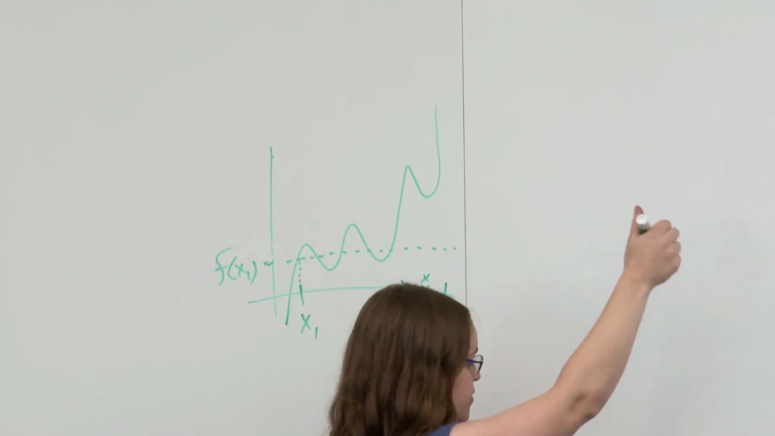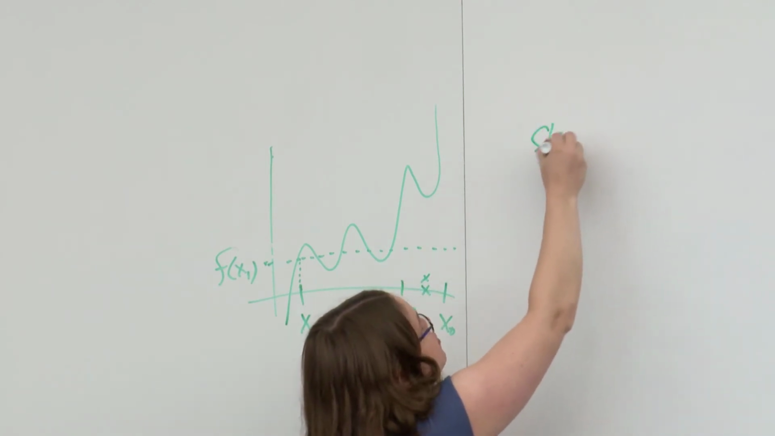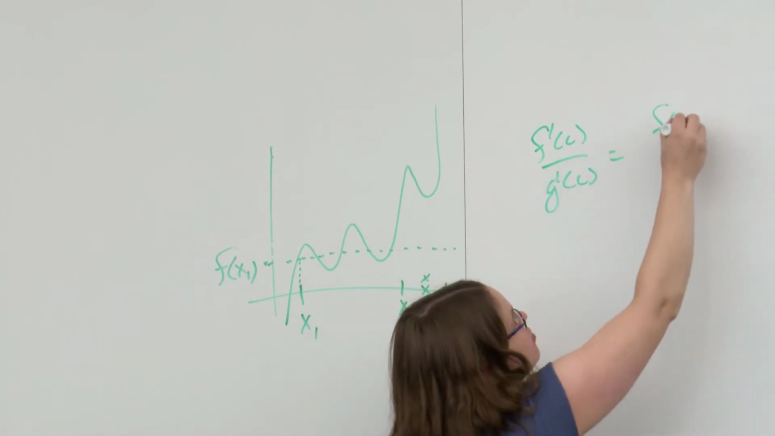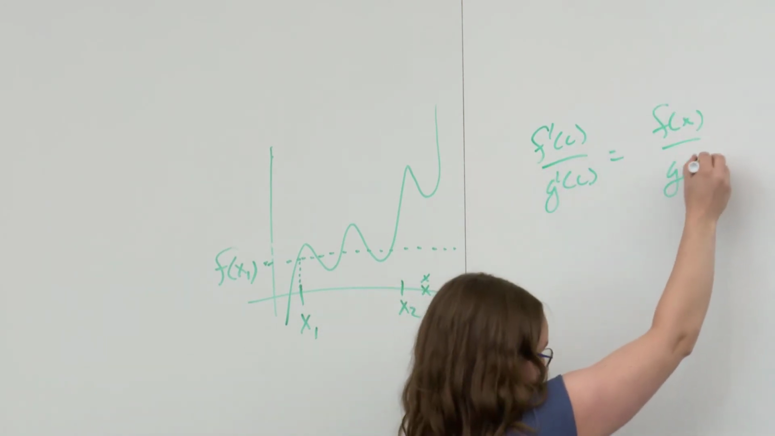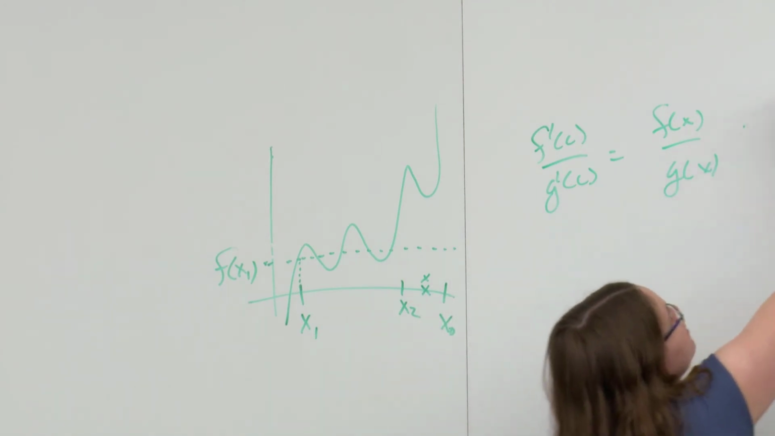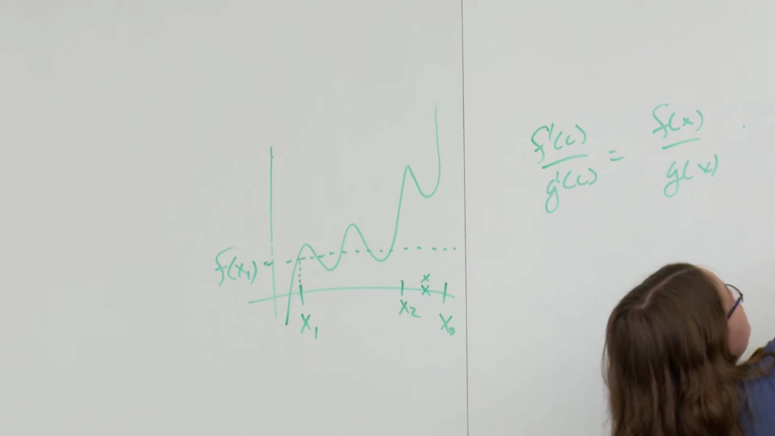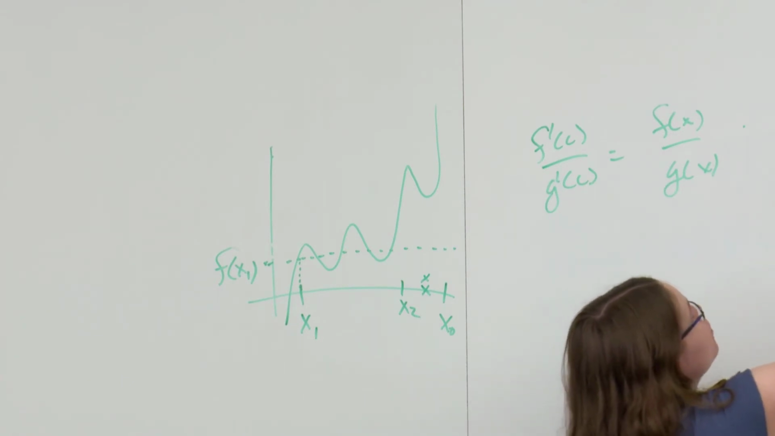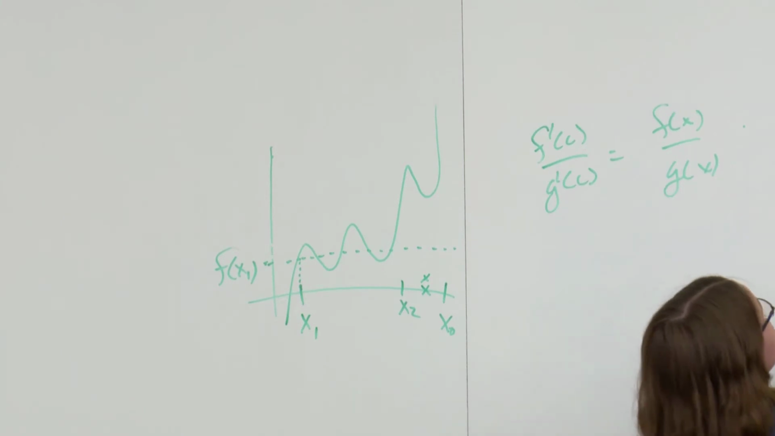So I'm going to write this as f prime of c over g prime of c is equal to f of x over g of x. I'm just factoring this out. Times 1 minus f of x1 over f of x, and 1 minus g of x1 over g of x.